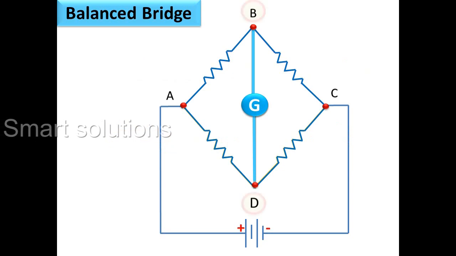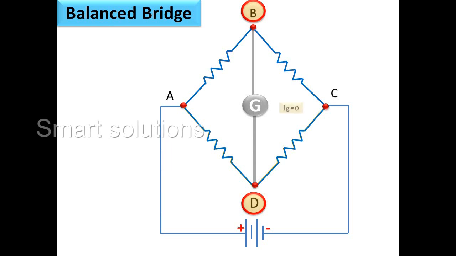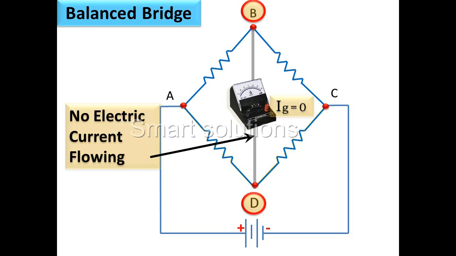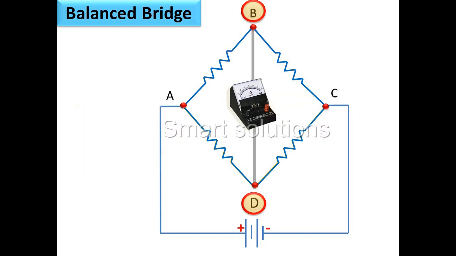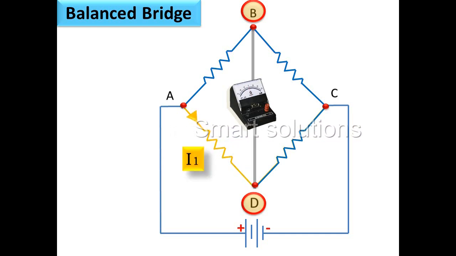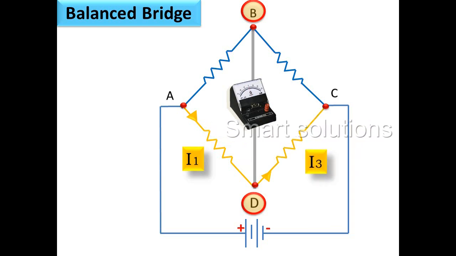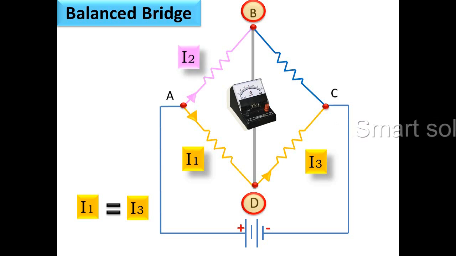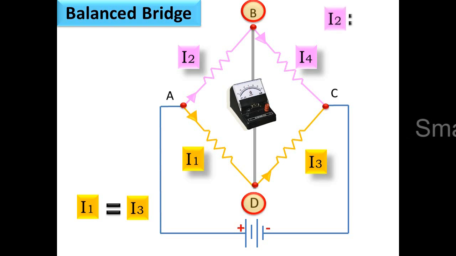What is the balanced bridge condition? In the case of a balanced bridge, the resistors are such that Ig is equal to 0, which means there is no current passing through the galvanometer. There is no current flowing between the vertices B and D. The current passing between the vertices A and D has to pass between the vertices D and C. There is no other option. So, the current I1 is equal to the current I3. Similarly, the current passing between the vertices A and B has to pass between the vertices B and C. So the current I2 is equal to the current I4.